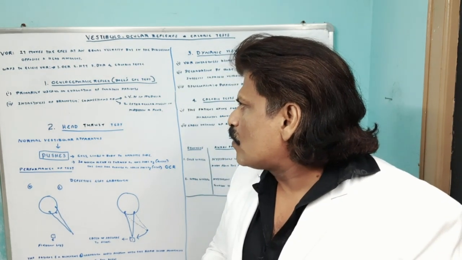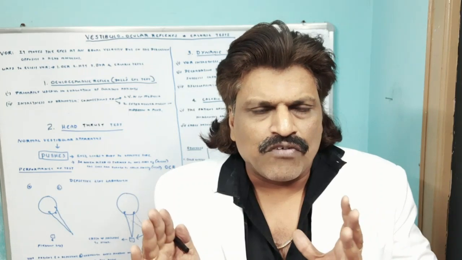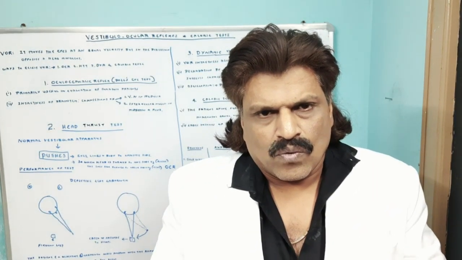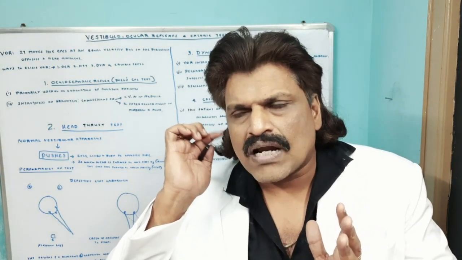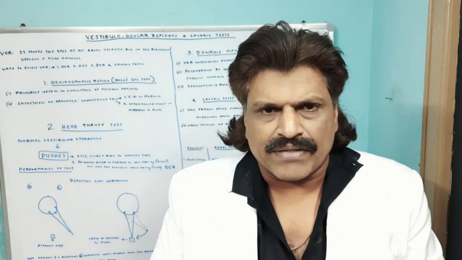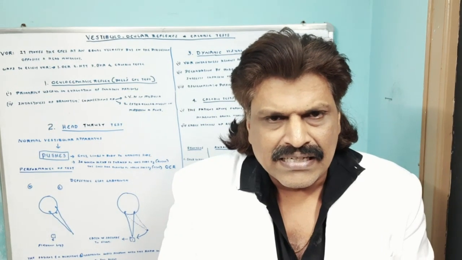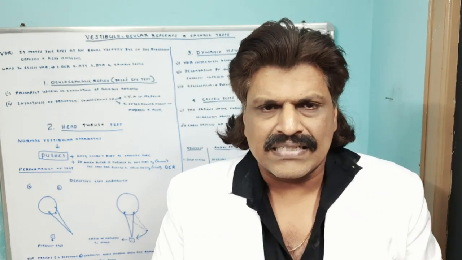One is the oculocephalic reflex. Primarily, this is used in the evaluation of comatose patients. When we turn the head to the right side, the vestibular apparatus gets stimulated and the eyes get pushed to the left side. So in a comatose patient, we turn the head to the right side, seeing whether the eyes are moving to the left side, and we turn the head to the left side to see whether the eyes move to the right side.